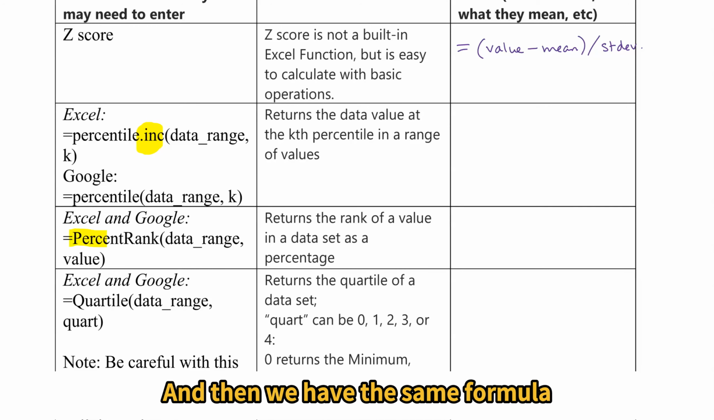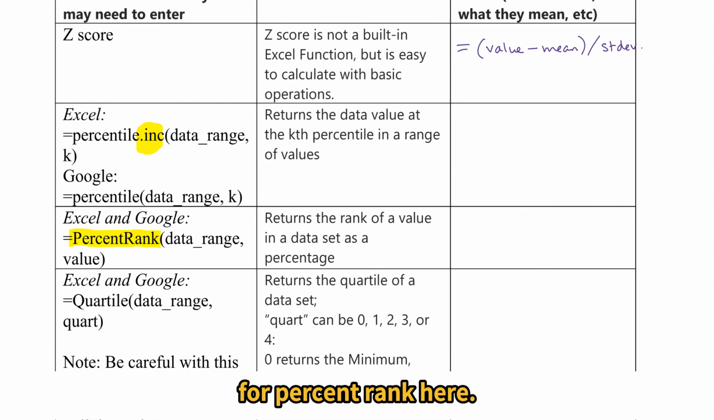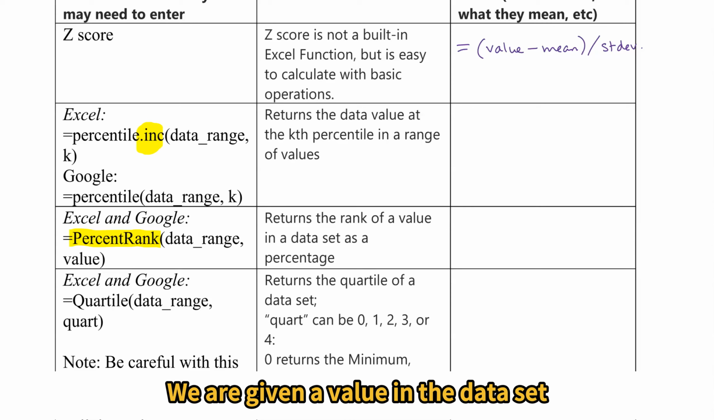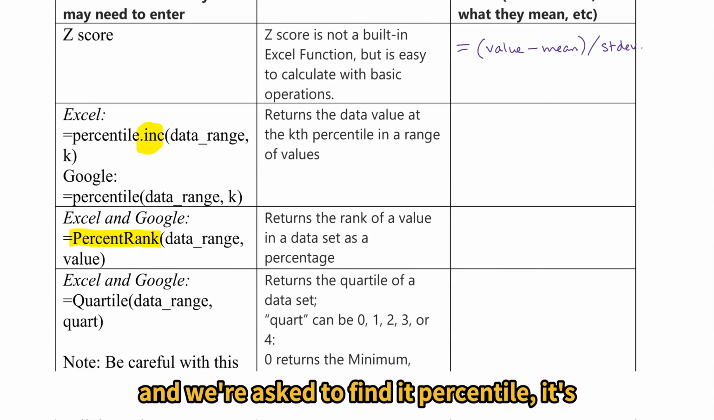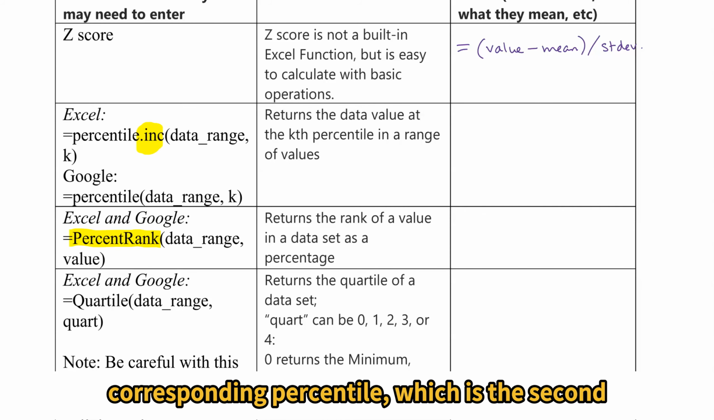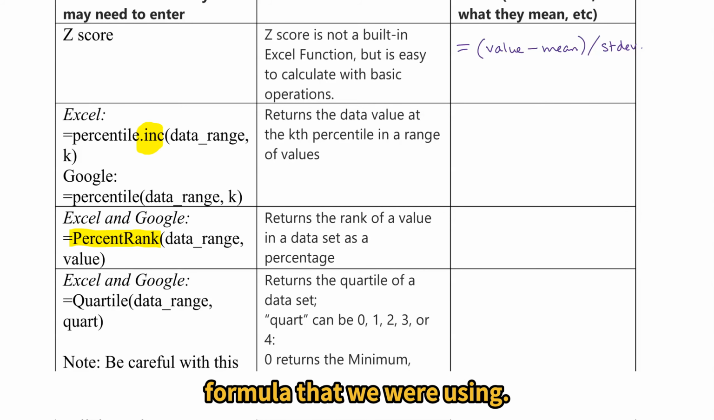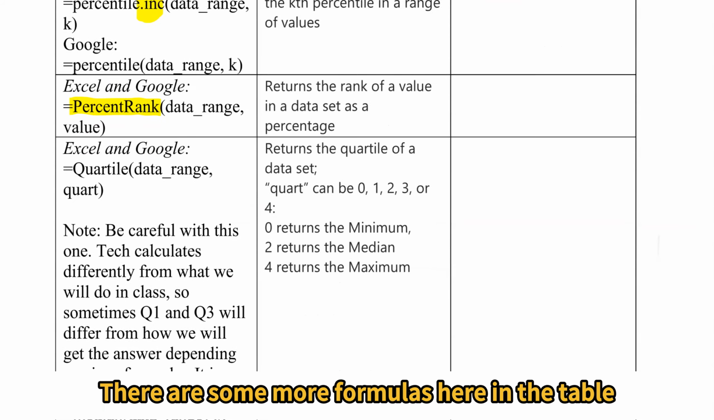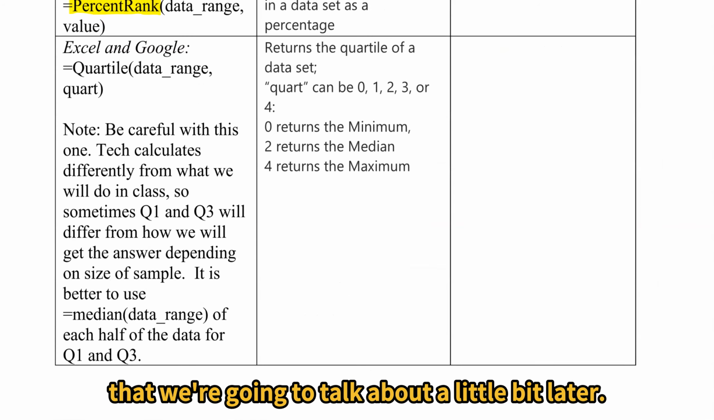And then we have the formula for percent rank. Here we're given a value in the data set and we're asked to find its corresponding percentile. So this was that second formula that we were using. There are some more formulas here in the table that we're going to talk about a little bit later.